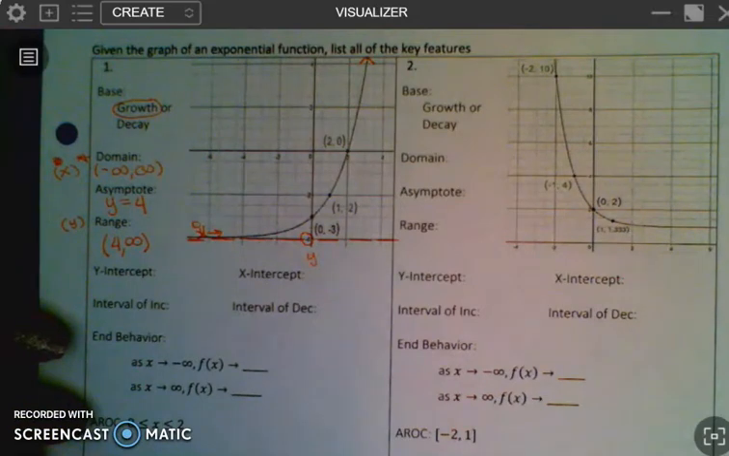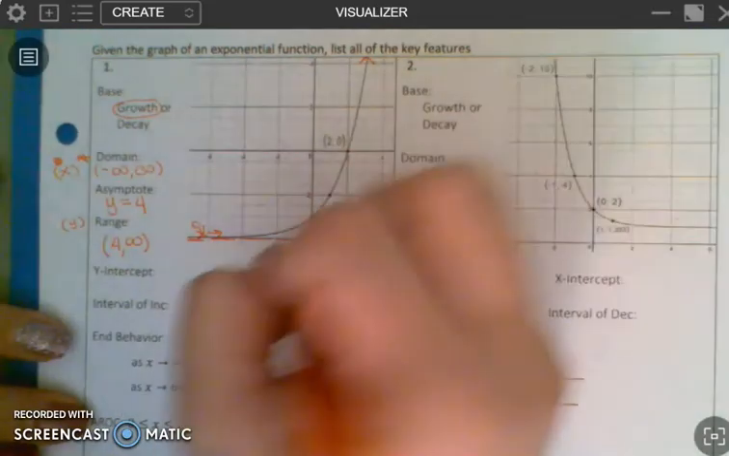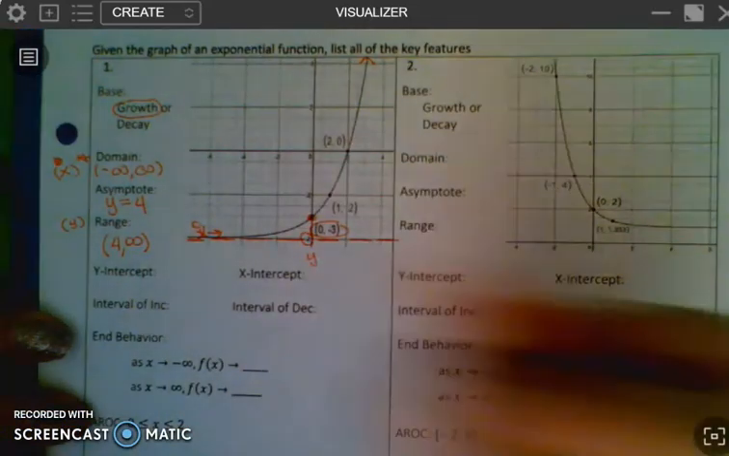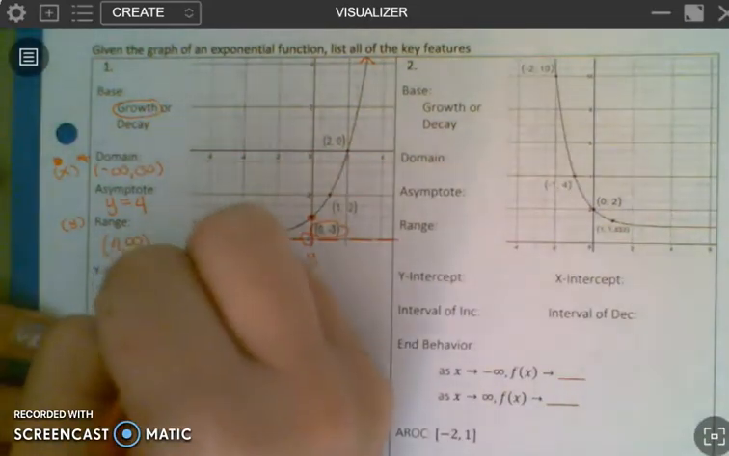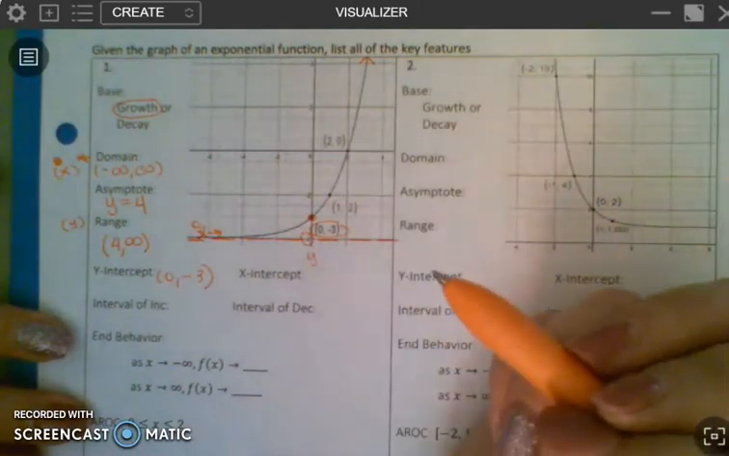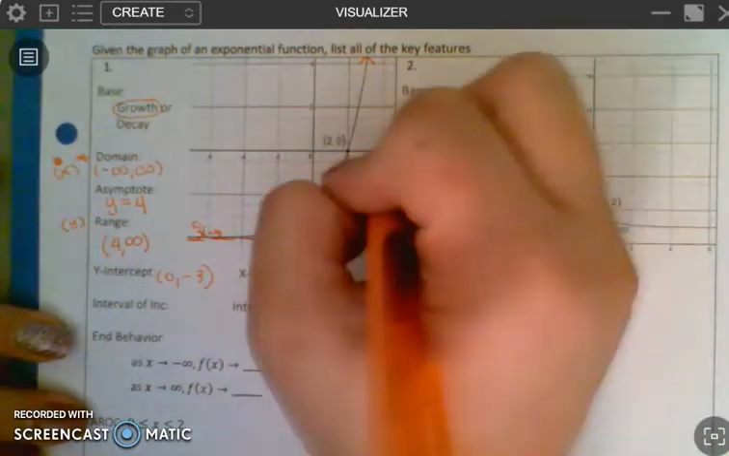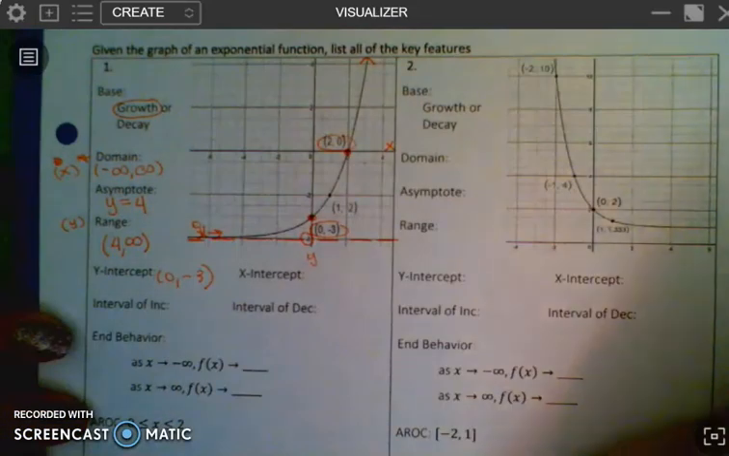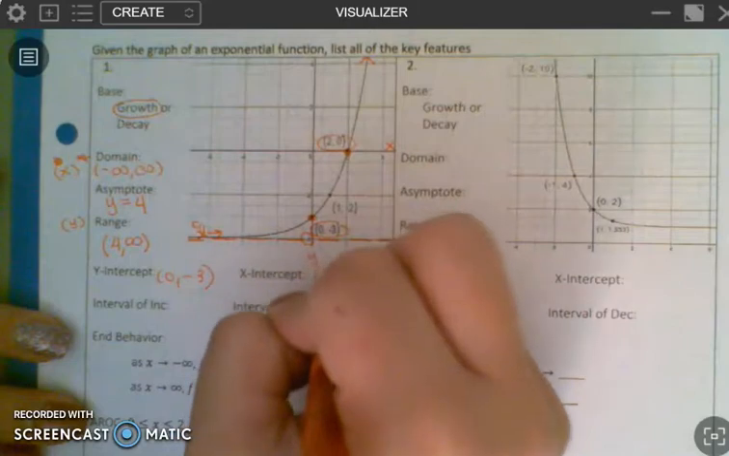Your y-intercept is where it crosses the y-axis. So right here is your y-intercept, (0, -3). And then next I want the x-intercept. You won't always have one, but in this case we do. It's where it crosses your x-axis. So it's right here. And it gives you the point already. It's (2, 0).